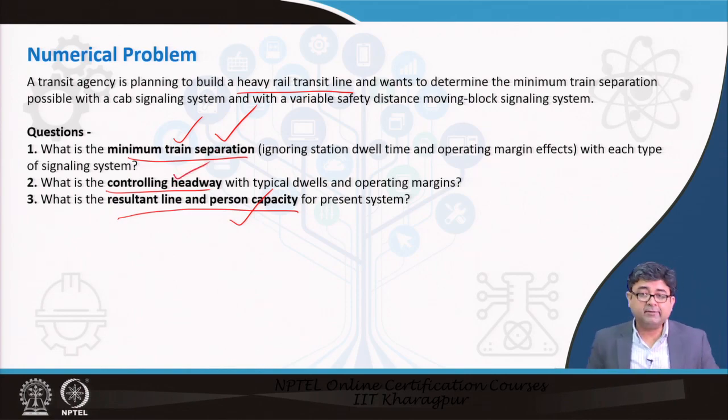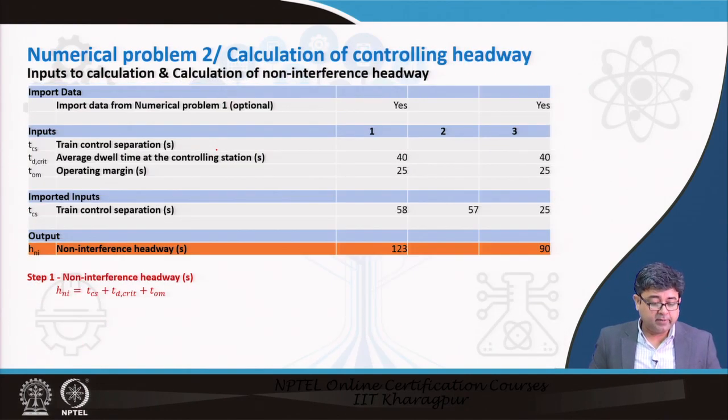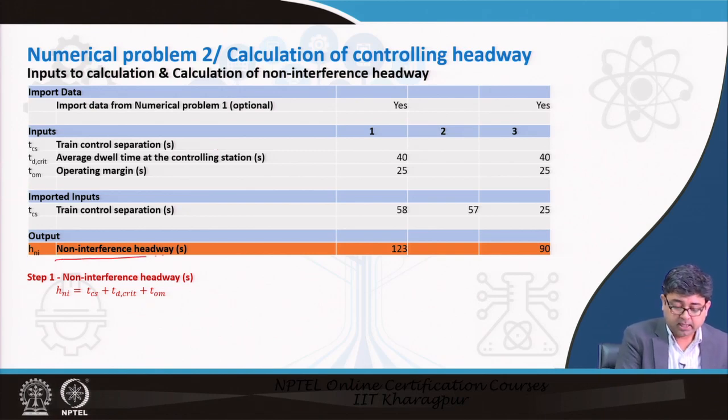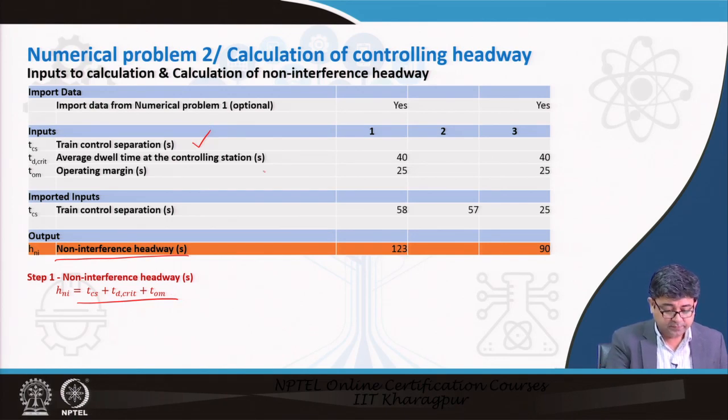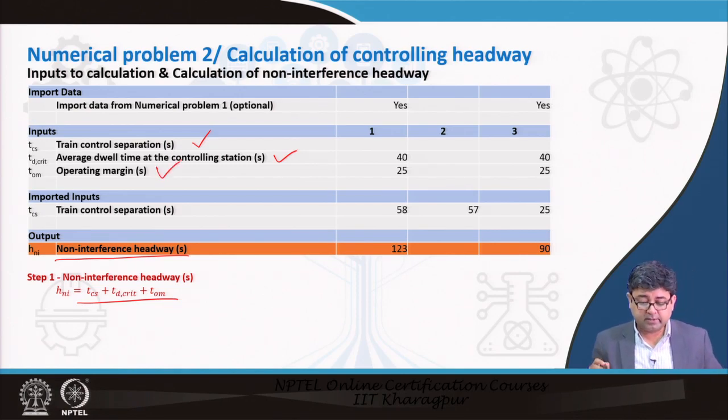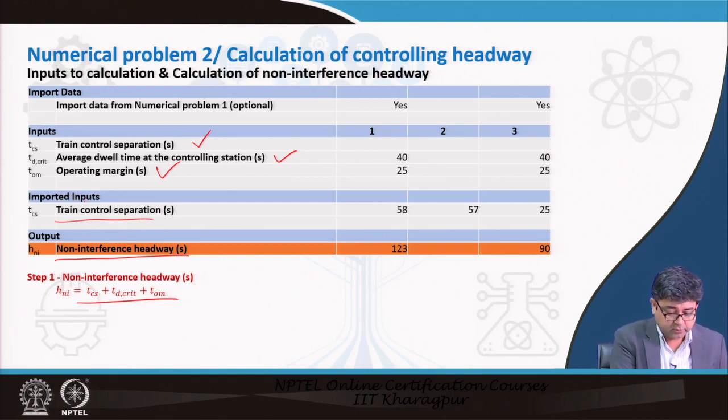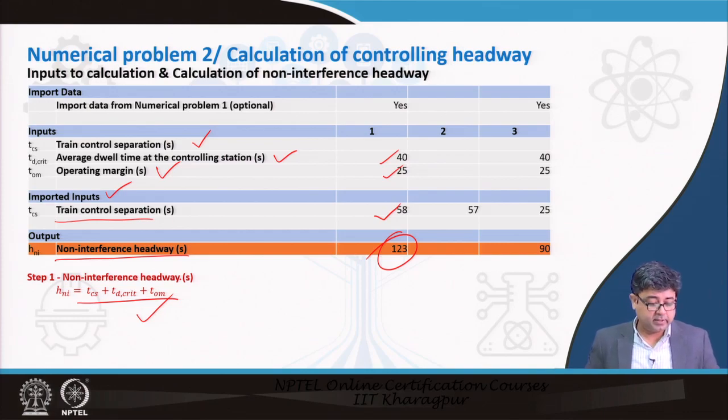Once you know the minimum train control separation, the next step, or the second problem if you remember, is controlling headway. In order to calculate controlling headway, first you need to calculate what is called the non-interference headway. Non-interference headway is very simple. It is just the addition of 3 different times: the train control separation time, which you just calculated, average dwelling time at control stations, again standard values that will be given, and operating margins, which again will be given. So, you see these are imported inputs, imported from the calculation that you have already done, and you just add these 3 to get this value. So, that is non-interference headway.